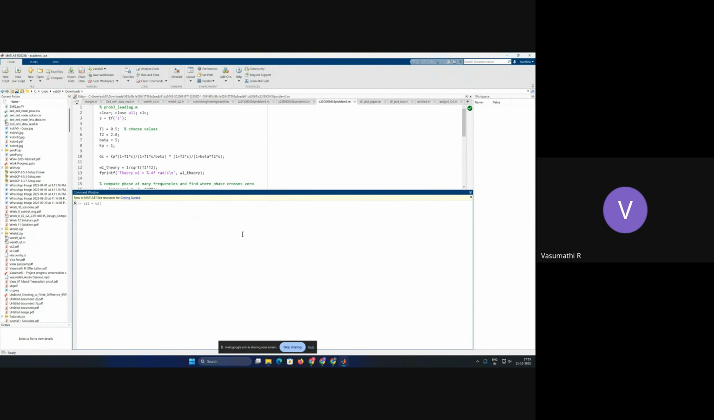Going to use 60 and 60 into s plus z. So I am going to first consider z equal to 1 for now.